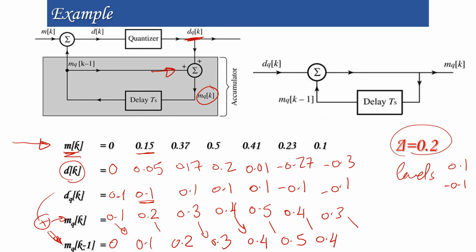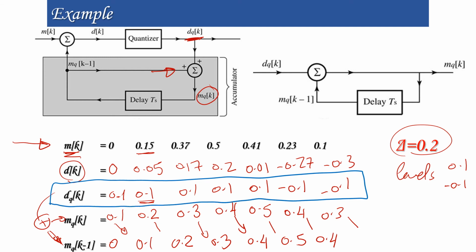So our transmitted signal will be this differential signal. And as described before, it is either 0.1 or negative 0.1. So for this specific example, we have the output here is 0.1, 0.1, 0.1, 0.1, 0.1, and then negative 0.1 and negative 0.1.